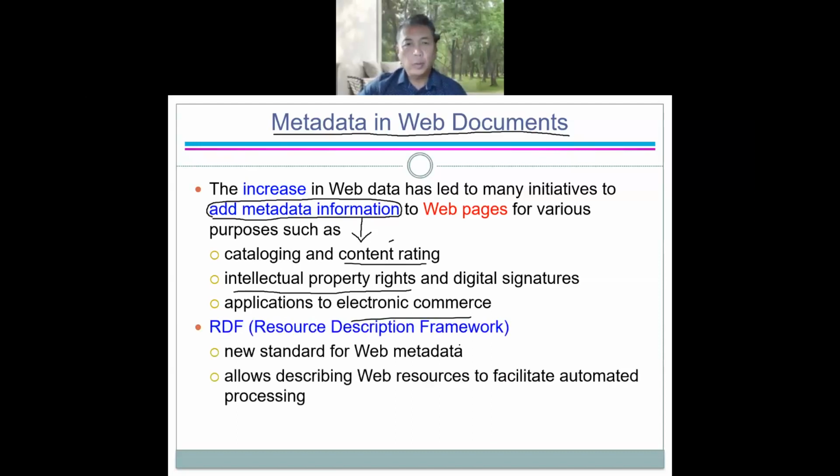When we talk about metadata in web documents, the most common technique used is called Resource Description Framework, RDF. We will not go deeper into this, but we will just give you an idea of what RDF is. This is the new standard for web metadata, and it allows describing web resources to facilitate automated processing. By having the information about who is the author, what is the title of the page, and so on, this basic information can be produced using RDF.